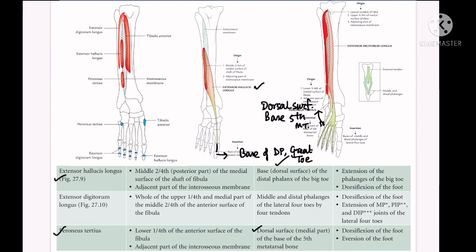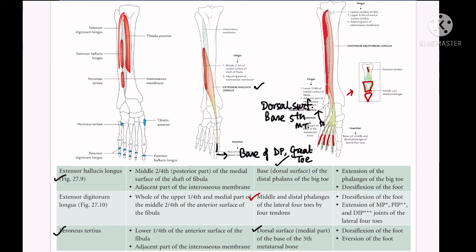But the extensor digitorum longus tendons, which split into four tendons, are attached to the middle and distal phalanges of the lateral four toes by four tendons. On the inset, the middle and the distal phalanx have been shown.